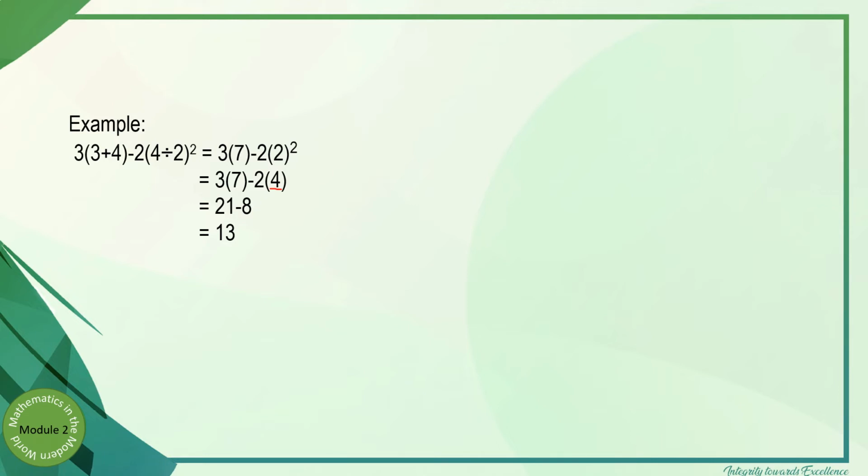Okay, next. Since na-simplify na natin yung mga nasa parentheses, na-simplify na natin yung may exponent, proceed na tayo dun sa multiplication. So, 3 times 7, that is 21. Negative 2 times 4, that is negative 8. Sir, subtraction yun. Ba't naging negative 2 ang tawag mo dun? Okay lang, kung gusto mong ihiwalay yung subtraction, so, copy the operation. Copy the operation. And then, 2 times 4, that is 8. Okay.